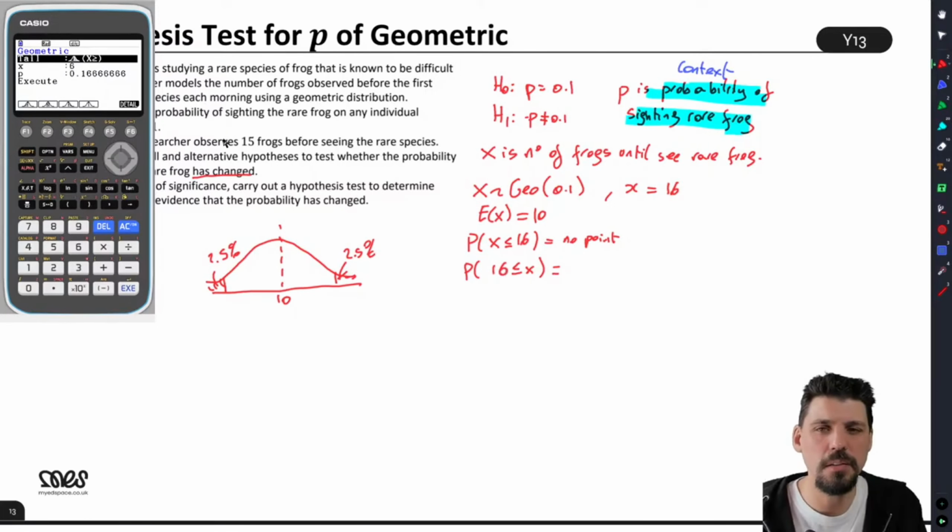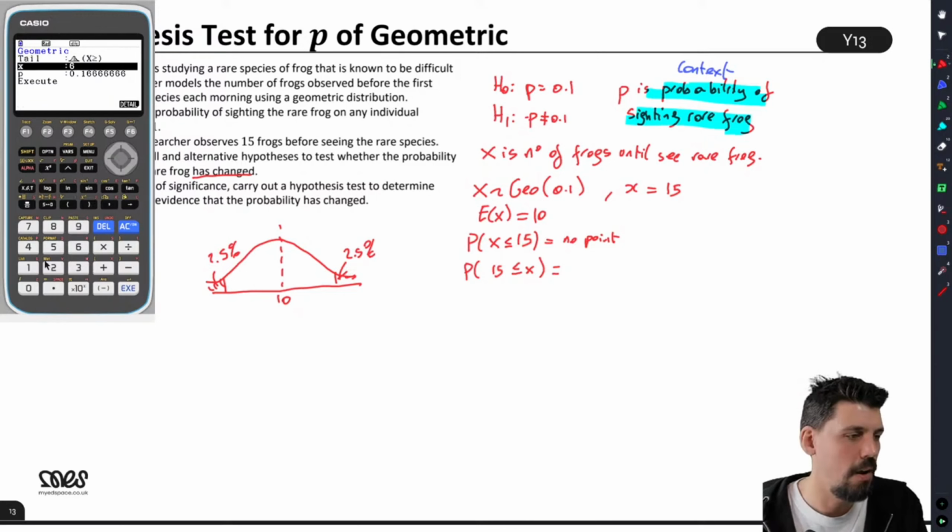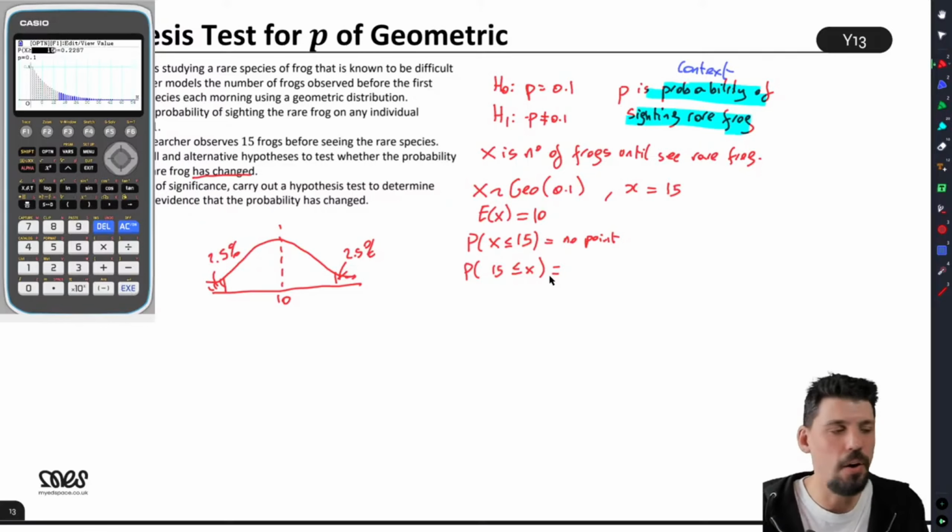Why? Well, the phrasing here is poor, actually. Let's give the question the benefit of the doubt that what it's saying is that the 15th is the rare frog. From our talk about the geometric, let's just assume, with some willful reading in line with the rest of the question, let's not overthink it, actually. 15 is 15. So X is 15, P is 0.1. We get a probability of 0.2287.